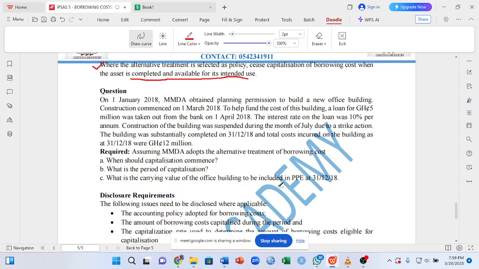On 1st January 2018, MMDA obtained planning permission to build a new office building. Construction commenced on 1st March 2018. To help fund the cost of this building, a loan of 5 million was taken out from the bank on 1st April 2018. The interest rate on the loan was 10% per annum. Construction of the building was suspended during the month of July due to a strike action. The building was substantially completed on 1st December 2018, and the total cost incurred on the building as at 31st December 2018 was 12 million. Required.